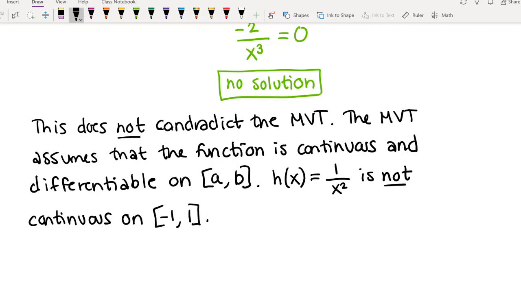So that's it for today. Today's worksheet is basically practicing similar examples to this, and then one bonus problem that is an application of the mean value theorem.